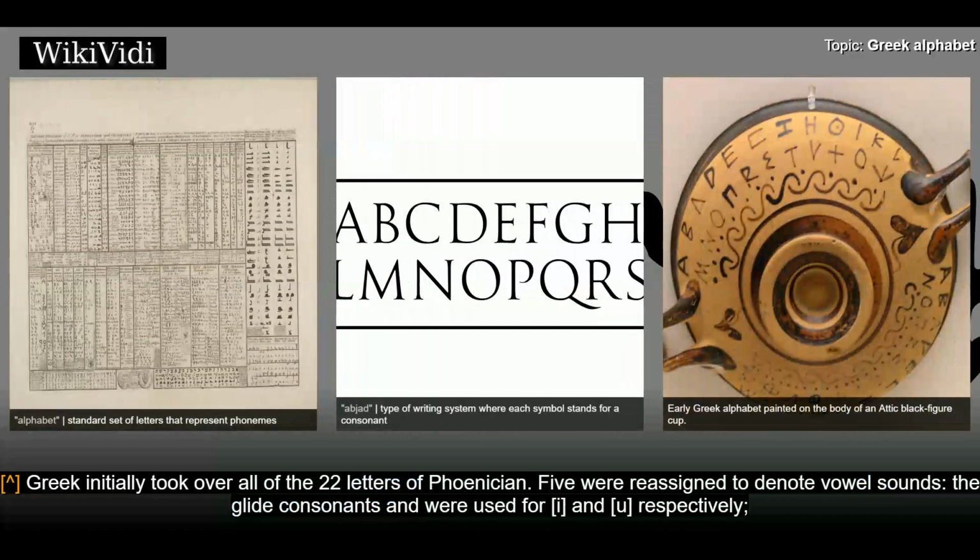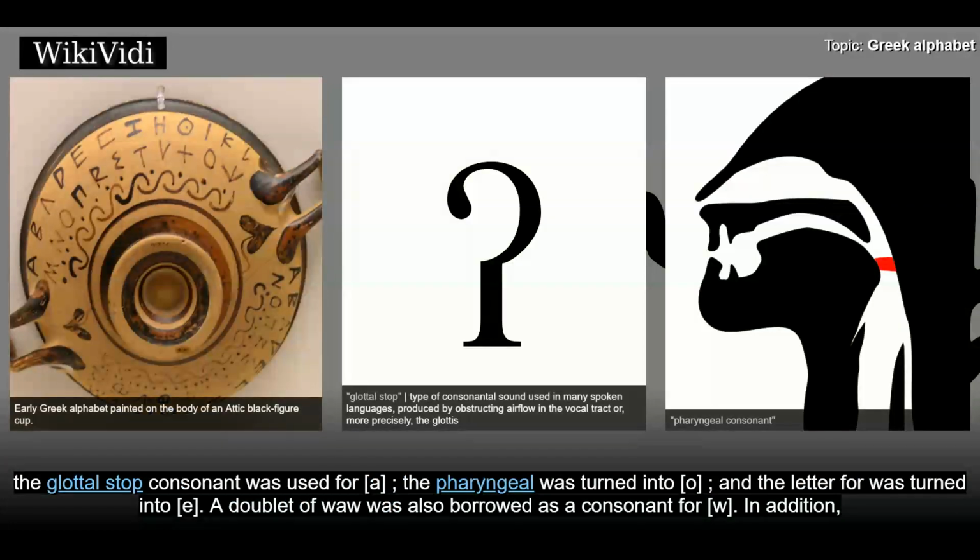Greek initially took over all of the 22 letters of Phoenician. 5 were reassigned to denote vowel sounds, the glide consonants, and were used for I and U, respectively. The glottal stop consonant was used for A, the pharyngeal was turned into O, and the letter for was turned into E. A doublet of Vov was also borrowed as a consonant for W.